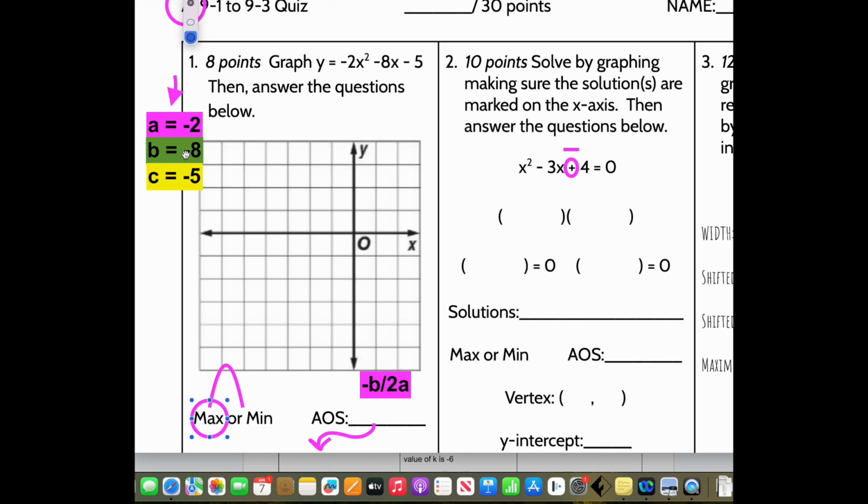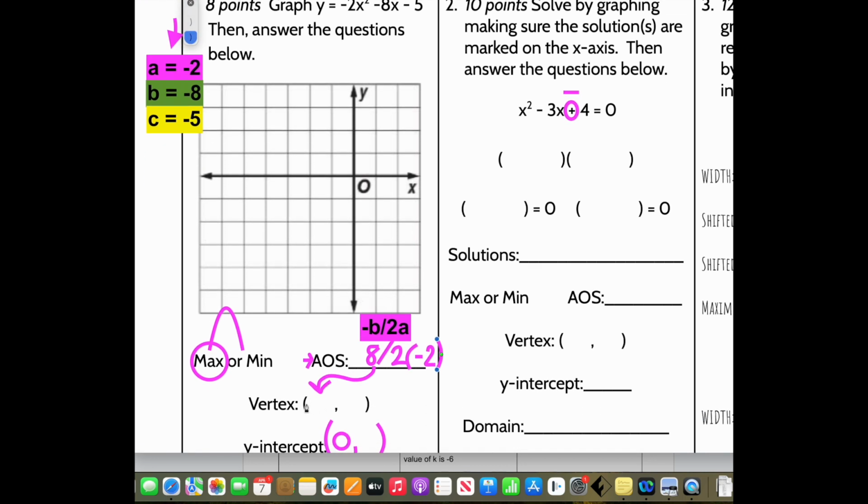The B value here is negative 8, which we're going to use in our axis of symmetry formula, which is negative b. So negative b would be a positive 8 in this case, divided by 2 times the a value, which is negative 2. So 2 times negative 2 is a negative 4, and 8 divided by negative 4 is negative 2. That negative 2 becomes our axis of symmetry.